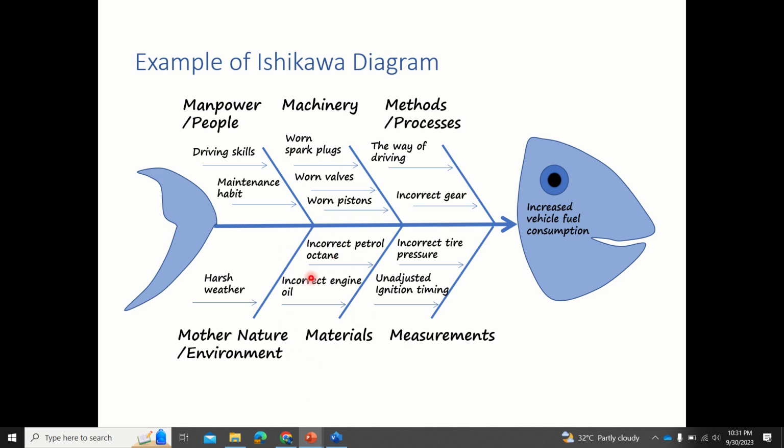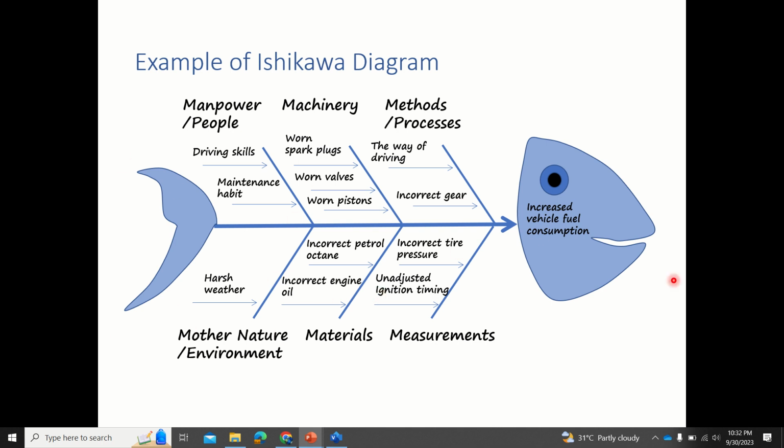And materials, so incorrect petrol octane or incorrect engine oil is used. And manpower, maybe the driving skills are bad and the maintenance is poor; whenever a service is due, I'm not giving the vehicle for service, etc. And harsh weather or something like that. So sometimes I'm taking my vehicle for trekking, which is not a vehicle meant for trekking, right? So all this could be certain issues.